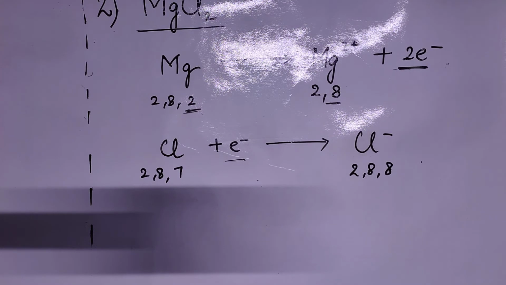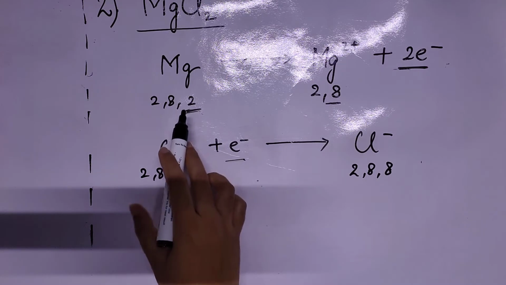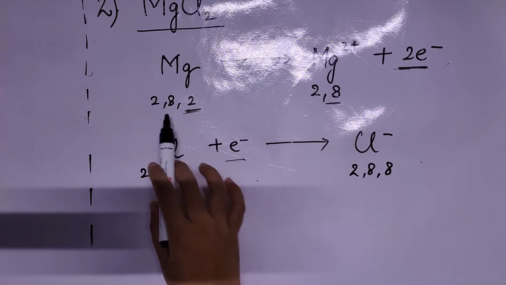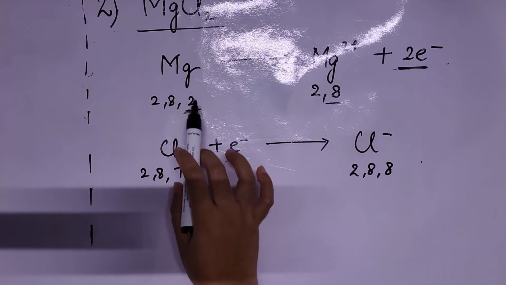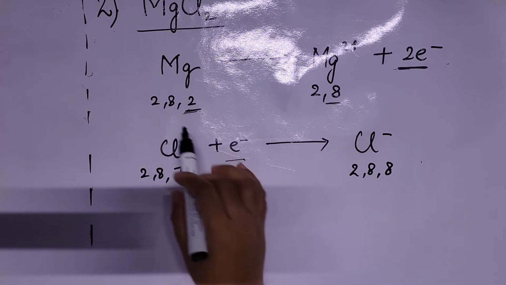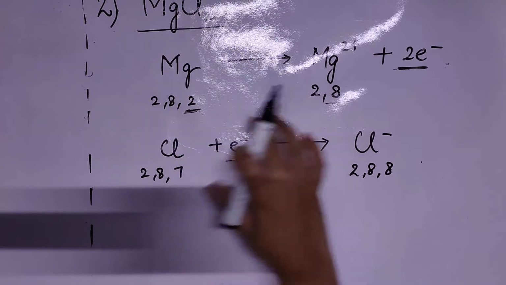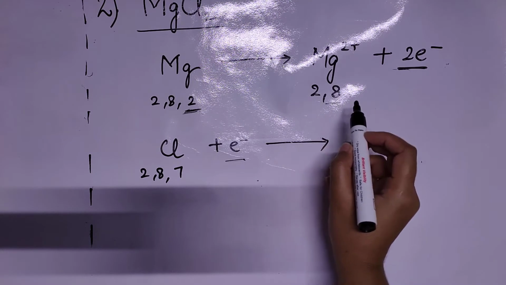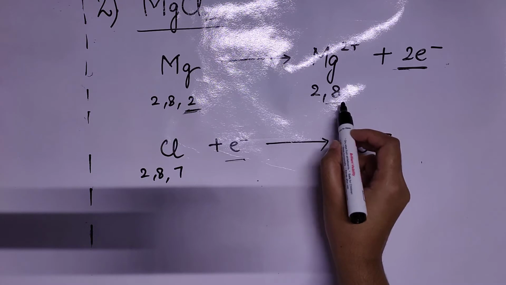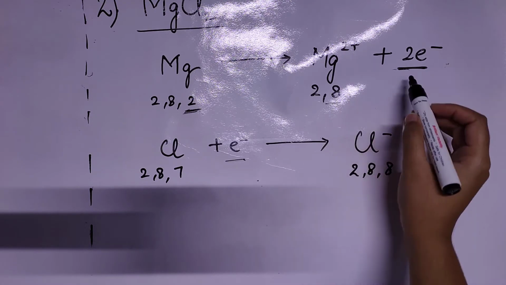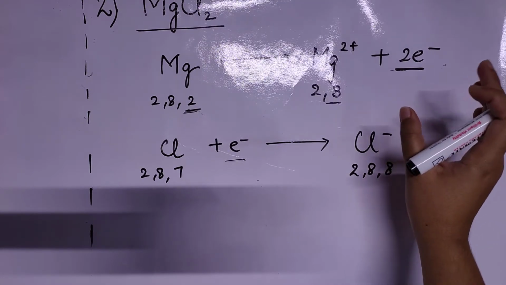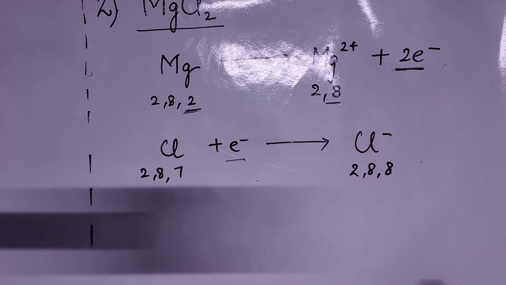So let us start with the electronic configuration of magnesium atom and chlorine atom. For magnesium atom, you can see its electronic configuration is given as 2,8,2 because its atomic number is 12. So this 2 is the valence electrons which magnesium needs to lose to attain octet. When magnesium loses these 2 valence electrons, it will gain 2 positive charge and its electronic configuration will become 2,8. So now the valence shell contains only 8 electrons, and these 2 electrons, which are shown here, are lost by the magnesium atom.